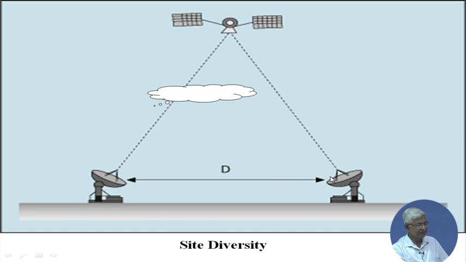The distance between these two should be selected carefully, because it's not mobile, it's a fixed station. So it is selected based on the historical data of how much this impairment spreads over this region. It may be a few kilometers, it cannot be in meters, it will be a few kilometers or sometimes a few tens of kilometers. For highly reliable links, people use this type of system.